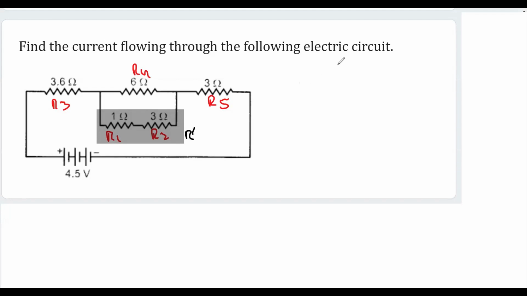So first, I'll find the equivalent resistance of these two resistors, and I'll name this R dash. I'll make some space here. R dash comes out to be R1 plus R2. So R dash is 1 plus 2. No, it's 1 plus 3. So how much is R dash? 4 ohm.